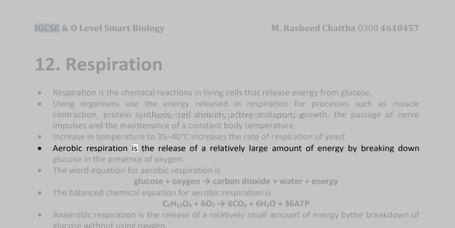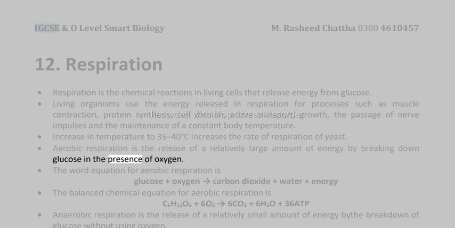Aerobic respiration is the release of a relatively large amount of energy by breaking down glucose in the presence of oxygen. The word equation for aerobic respiration is glucose plus oxygen gives carbon dioxide plus water plus energy. The balanced chemical equation for aerobic respiration is C6H12O6 plus 6O2 gives 6CO2 plus 6H2O plus 36 ATP.